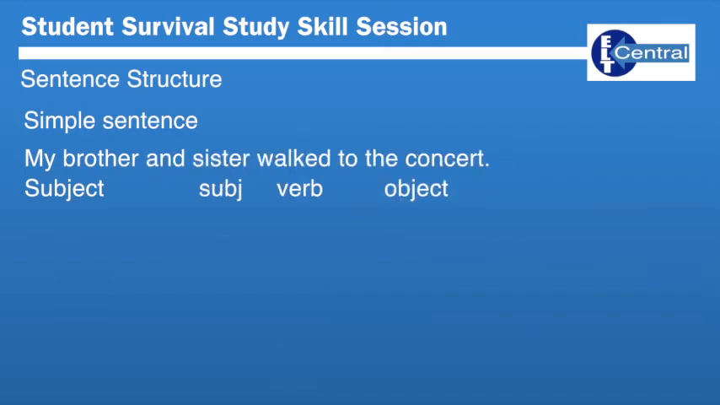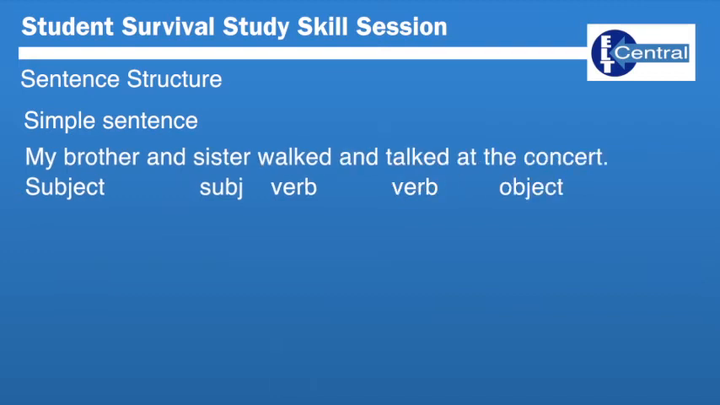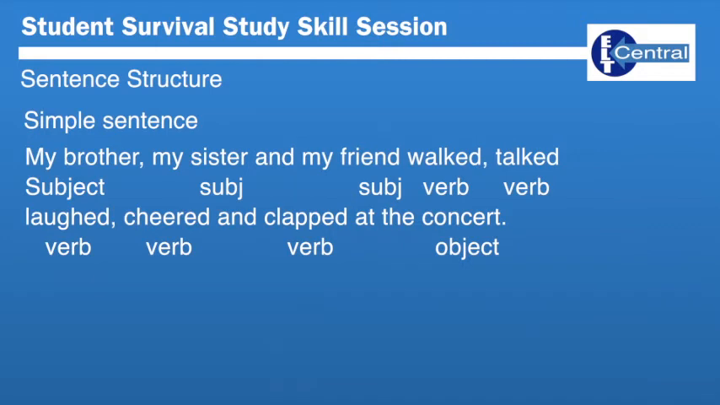All right. Then we've got my brother and sister walked to the concert. Okay, so we've got 2 subjects and 1 verb. Then we've got my brother and sister walked and talked to the concert. So we've got 2 and 2. Then we can just go on for as long as we want to. My brother, my sister, my friend walked, talked, laughed, cheered, and clapped at the concert. So you understand that we can go on forever if we want to do that. All right. Now that is a simple sentence.